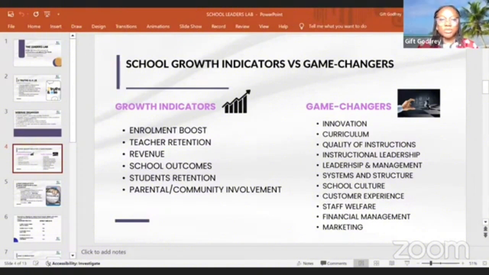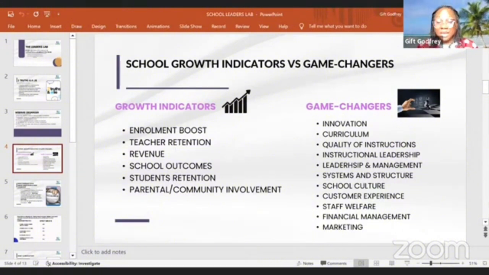Technology can be wonderful. So we have student retention, and then parental and community involvement. And then please, there's something missing here. I don't know how it disappeared from my screen. Oh, it's there. Teacher retention. I know many school owners and school leaders are asking, how do we retain teachers? Teacher attrition or turnover is getting to the peak, and everyone is crying, right? So these are all growth indicators.